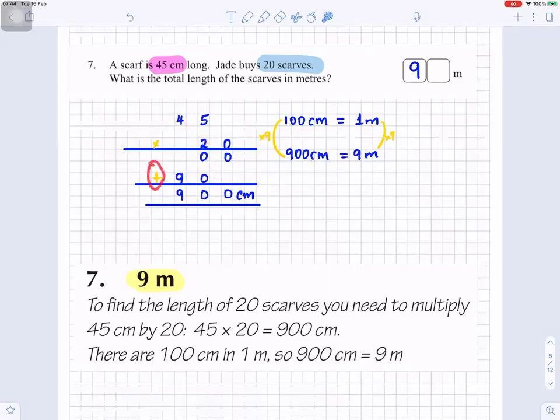Now you add them up. 0 add 0 is 0. 0 add 0 is 0. And 9 add nothing is 9. So it's 900 centimeters. Now we need to change the 900 centimeters to meters. We know 100 centimeters is 1 meter. To go from 100 to 900, you times 9. So you times 9 on the left, you times 9 on the right. That gives you 9 meters.